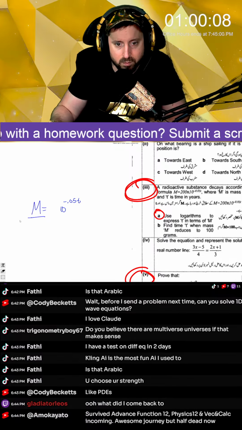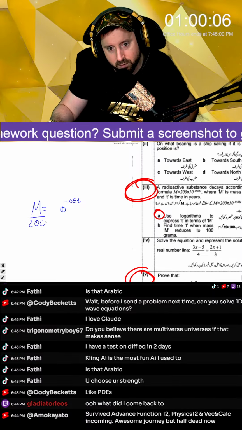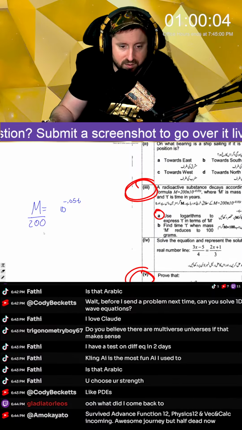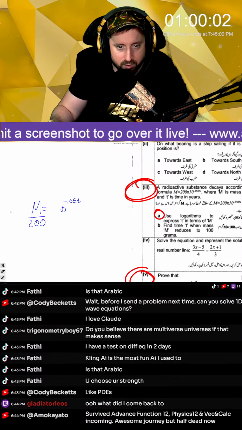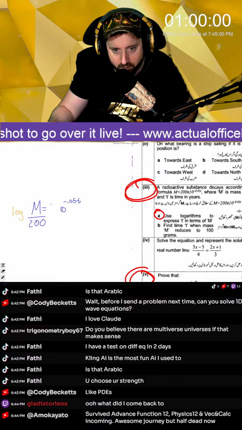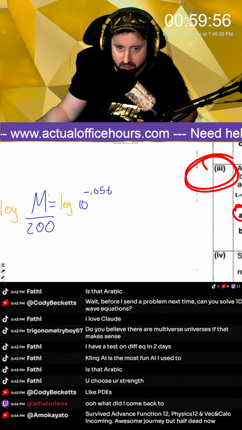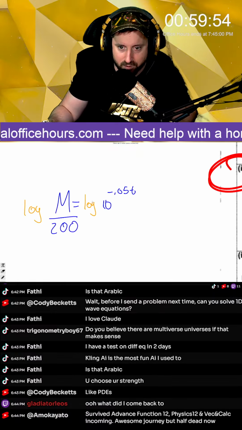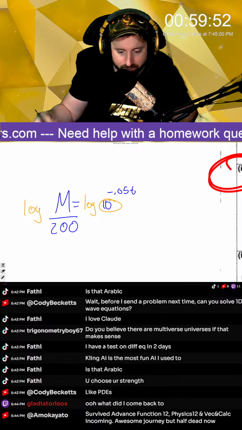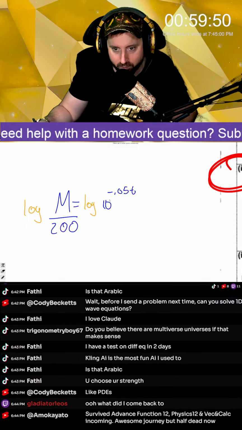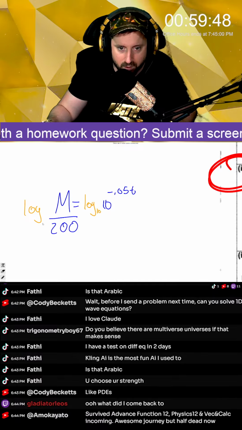I don't know why these things got squiggly. All right. And then in order to bring this down, what you want to do is take the log of both sides. Now, you get to pick what base you want. Usually you want to pick the base of your log to be the same as the base of the exponent you're taking the log of. So in this case, I'm going to pick log base 10.